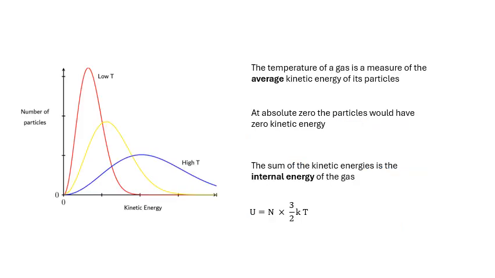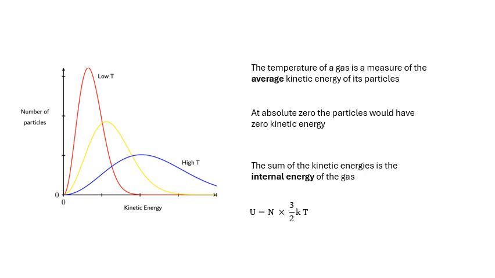Now, back to this Maxwell-Boltzmann distribution, notice the effect of temperature here. The temperature of a gas is a measure of the average kinetic energy. So at a higher temperature, the average kinetic energy will be bigger, and the graph will be shifted to the right. But as it's a distribution, it would have to be lower then. So for a low temperature, a medium temperature and a high temperature, see how the graph changes. At absolute zero, if it was an ideal gas, the particles would have zero kinetic energy.